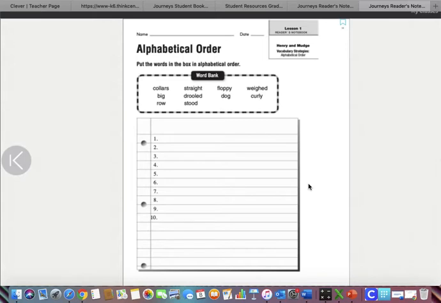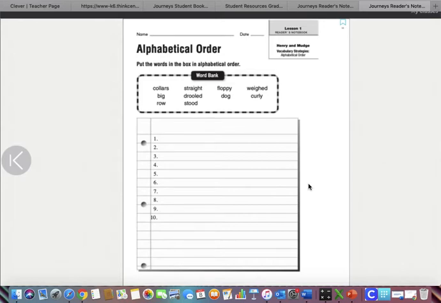Okay. So now we have straight, floppy, wade, drooled, dog, row, and stood left. So, which word is going to come next in our list of alphabetical order words? We did B words, we did C words. Which word do you think is going to come next? Words that start with what, Keaton? We did B words, we did C words. What do you think would come next? Words that start with the letter... Right, words that start with the letter D.